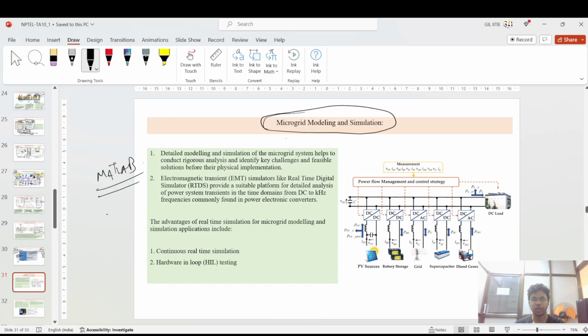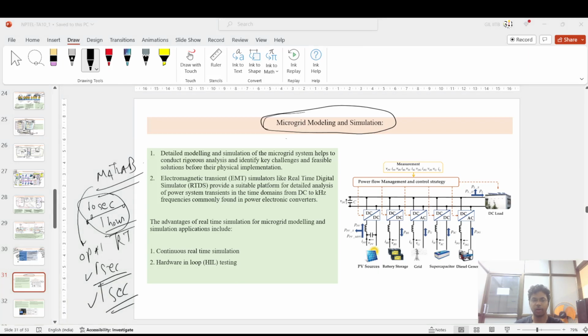Because if you see in MATLAB, when you run a simulation platform, it takes a lot of time. Suppose there are 10 seconds of simulation; it can take 1 hour to run if your system is very complicated. So this is not real time. But with OPAL-RT, 1 second in the virtual environment equals 1 second in the real environment. So that system is needed for operation and observation in real time itself.